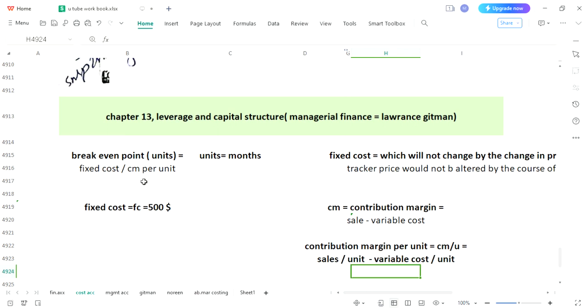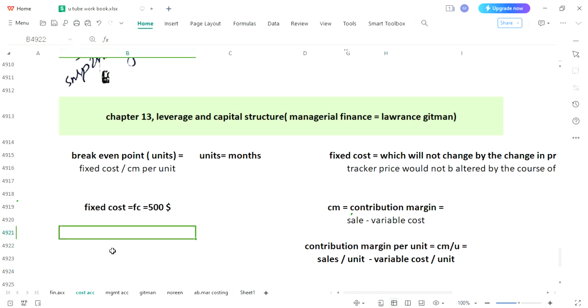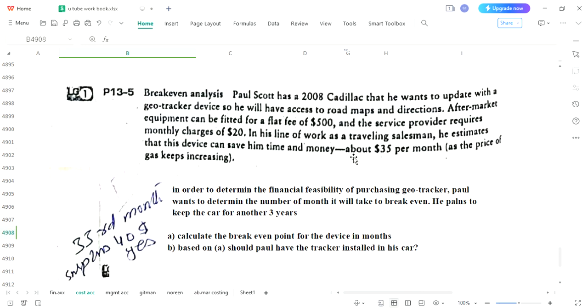So come over here, we need what? Sales per unit and variable cost per unit. So CM per unit would be determined according to the question's requirement. Look over here, $35 per month is his saving. That's a kind of revenue. Please understand, it's not sales. It's a kind of revenue he is generating by getting this device.